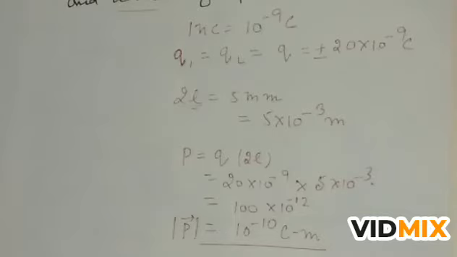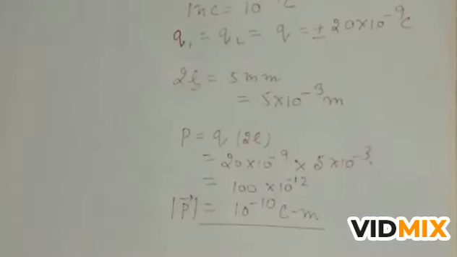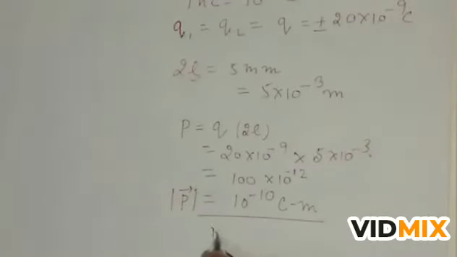And what is the direction? Direction is always, remember, from negative charge to positive charge. This is the direction of dipole moment. Always remember, from negative to positive. So in this way we are going to solve the question about the dipole moment.